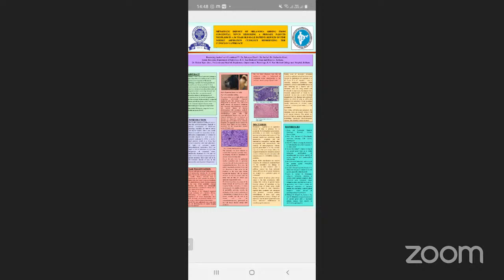Ma'am, there will be asymmetry and the borders will be irregular. Yes. What else? Ma'am, variegation of color. Yes. What else? What about the size? Ma'am, it could be oval shaped or round and usually raised. What about the size? It can be a tiny spot or it can be even larger than that.